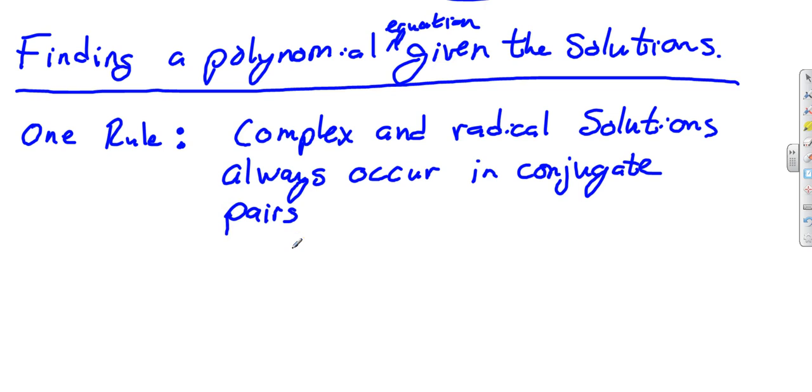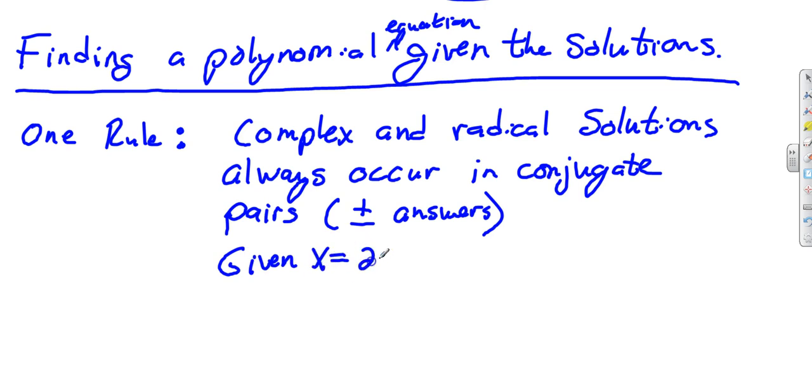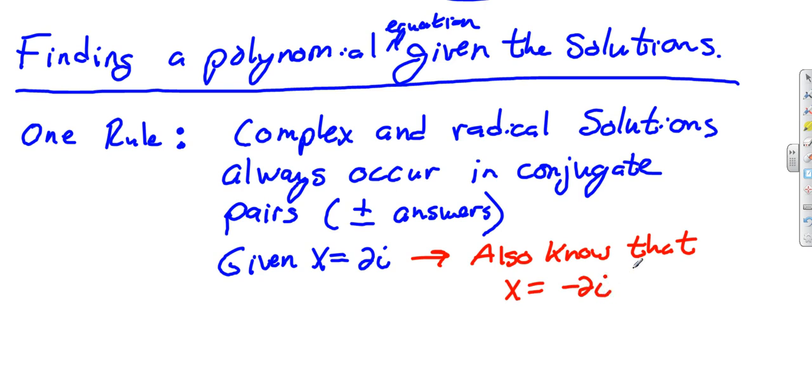And remember, conjugate pairs just means that if you have one that's a positive, you also need one that's a negative. So if they tell you that 2i is a solution, that also means that negative 2i is another solution. So basically this part, they're going to give you some solutions. They'll give you 1 or 2 or 3, whatever how many it is. But if they give you x equals 2i, then you also have to know that x equals negative 2i is a solution.